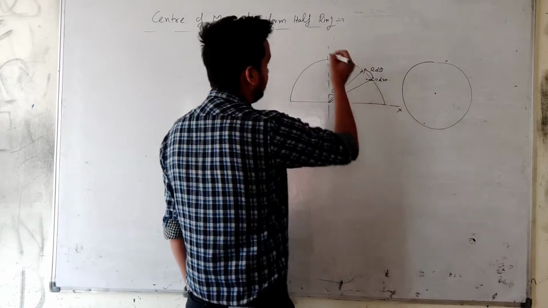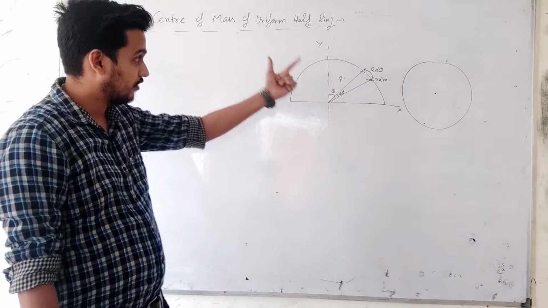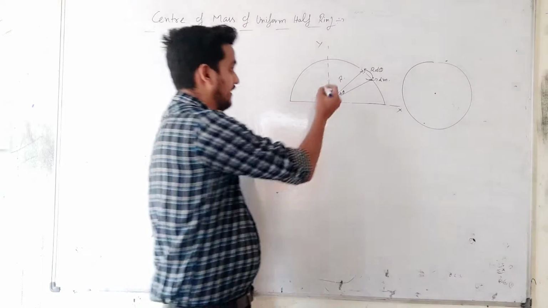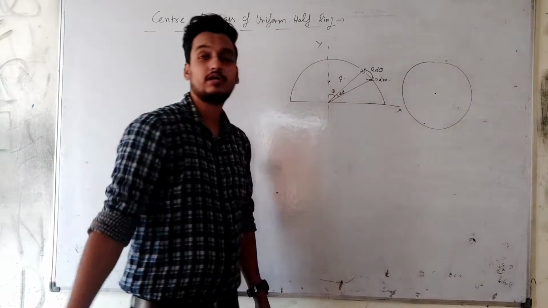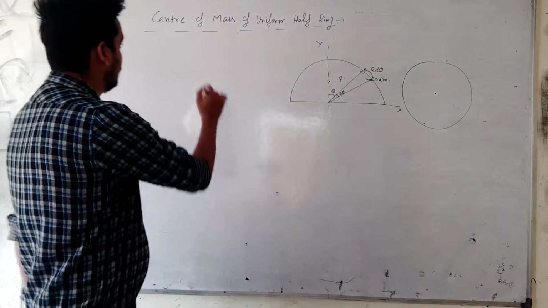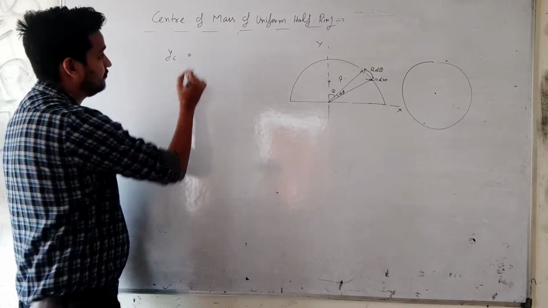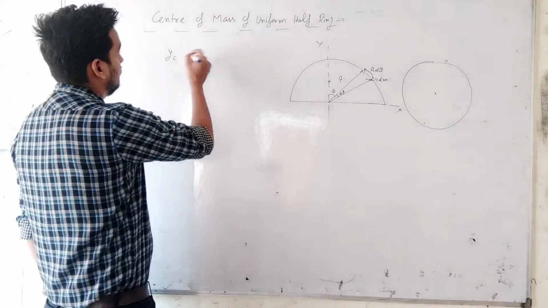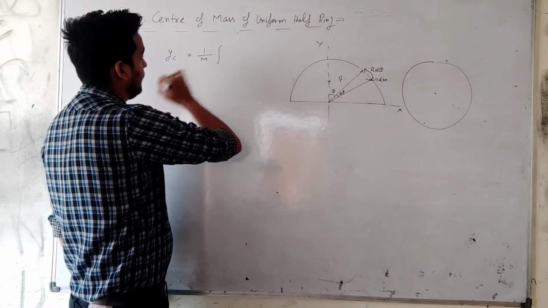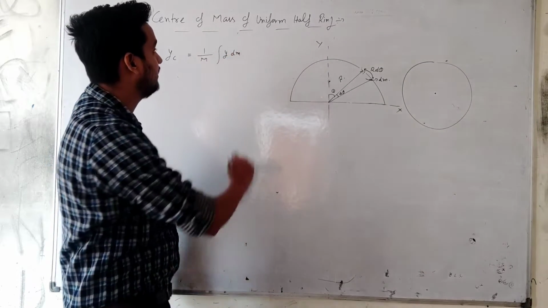Consider this as the x-axis and this axis as the y-axis. Now from here we can see that the center of mass will lie only on the y-axis. So we only need to calculate the y-coordinate of the center of mass. The formula for the y-coordinate of the center of mass is 1 by m integration of y dm.